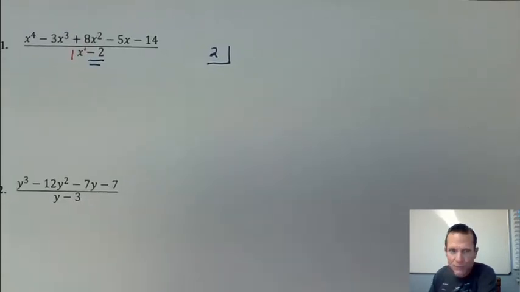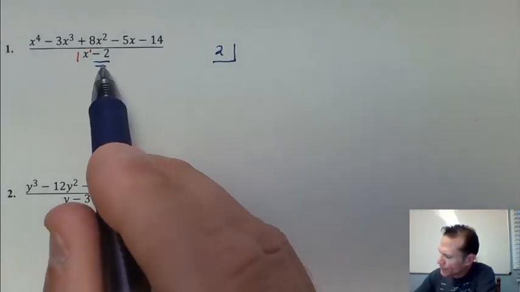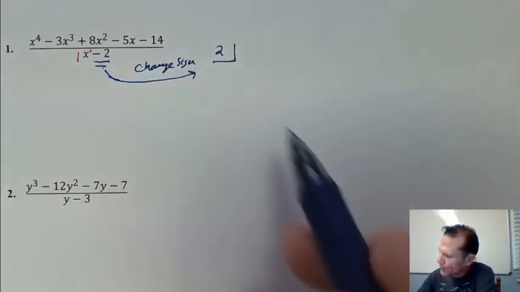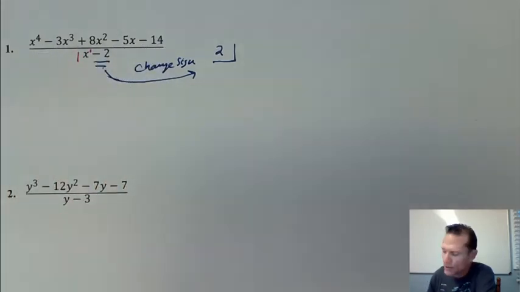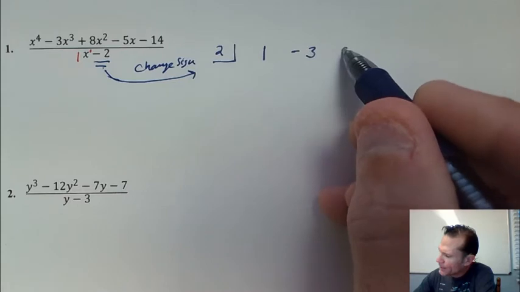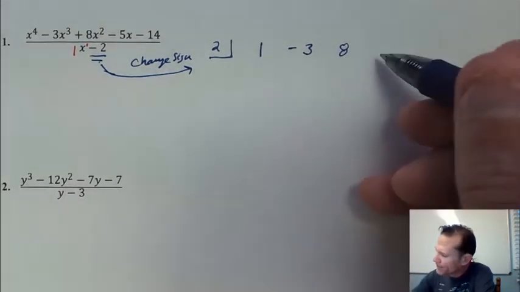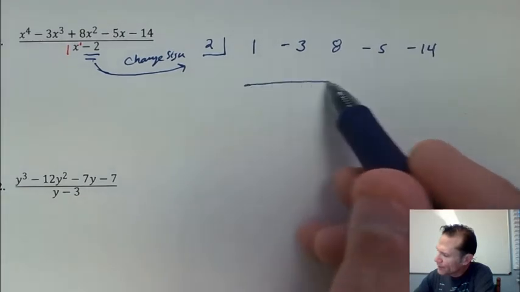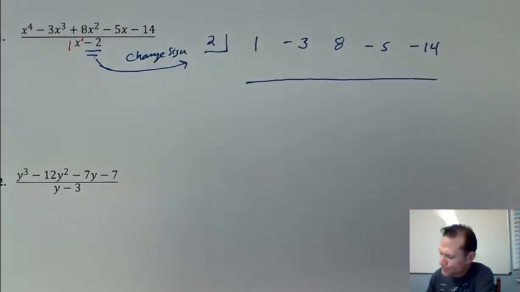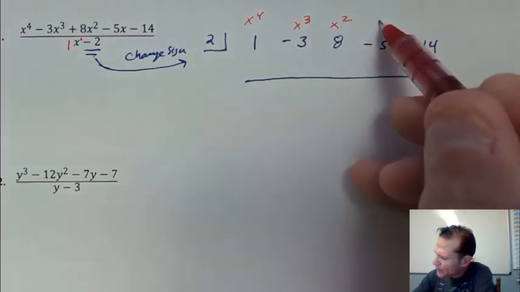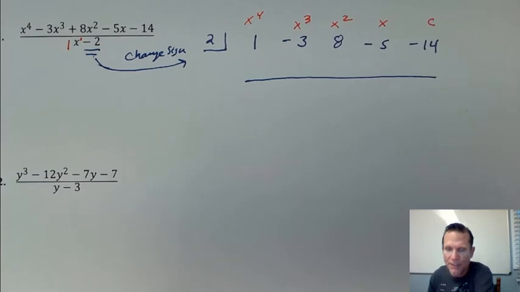So I put this 2 here, from changing the sign. Then I'm going to peel off the coefficients of this polynomial. So I have 1, -3, 8, -5, and 14, -14. Be careful to pull the signs off there. And I'm going to draw a line here, leaving a little space. Remember, this was x to the 4th, this was x to the 3rd, x to the 2nd, x, and this was our constant. We had every place value represented. If we were missing one, we'd want to put a 0 as a placeholder.